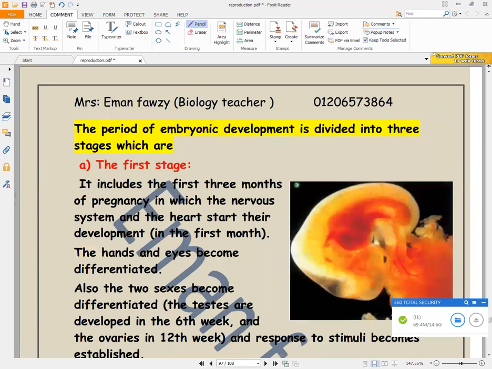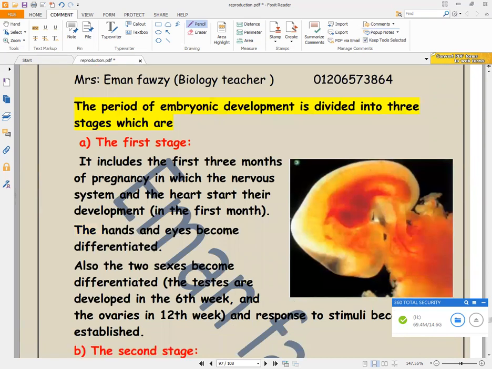So we will talk about the periods of the embryonic development. They are divided into 3 stages. We have 9 months of pregnancy, so we will divide it into 3 periods. The first stage will be the first 3 months, the second stage will be the second 3 months, and the final stage will be the third 3 months.